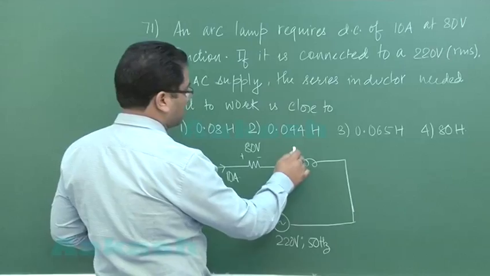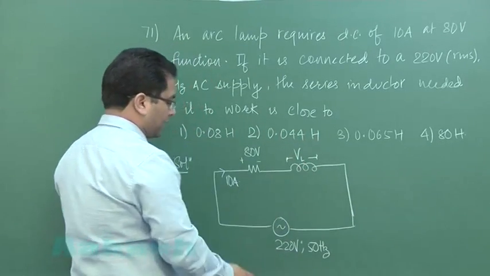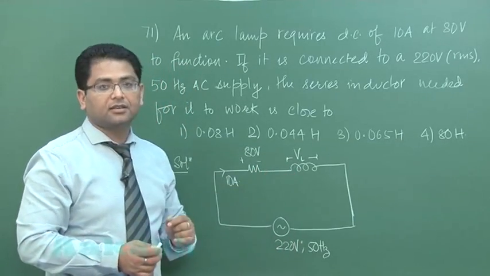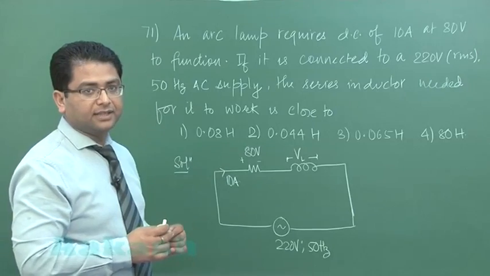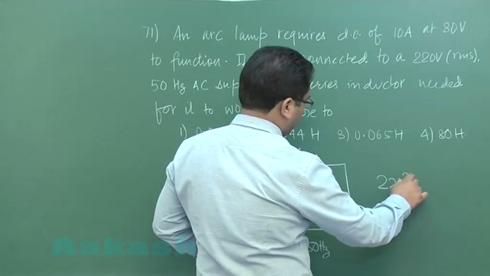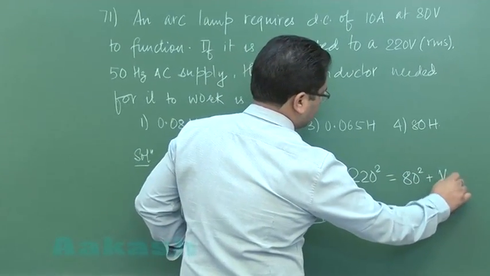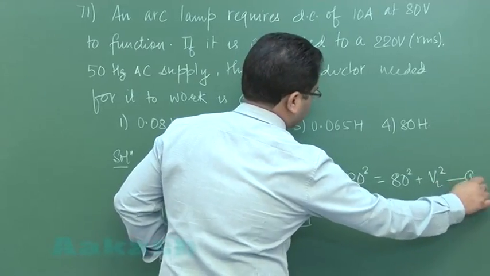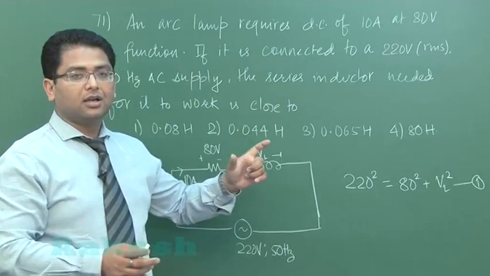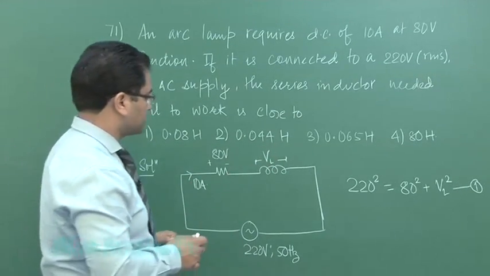Now let's try to see how much would be the RMS voltage across the inductor. The RMS supply here is 220. You know, the RMS values are added graphically, not algebraically. So it's something like this: 220 square would be 80 square plus VL square. That's the first equation. The reason being is this is RMS and these two RMS are spaced apart in phase by 90 degrees. So this sort of addition is required.